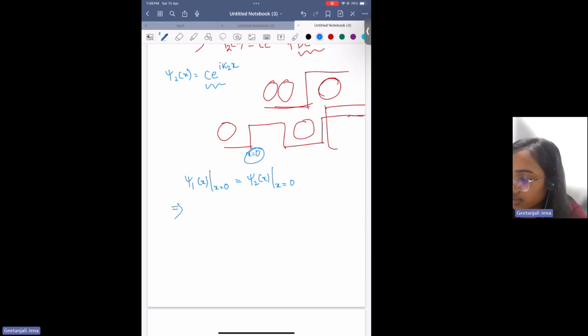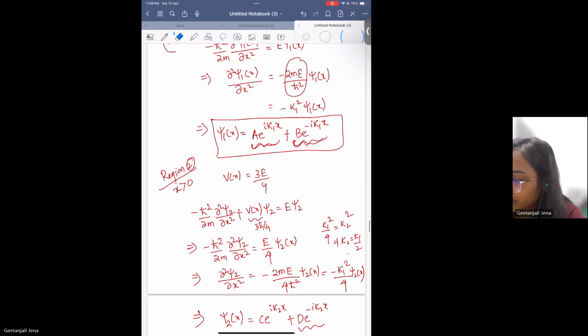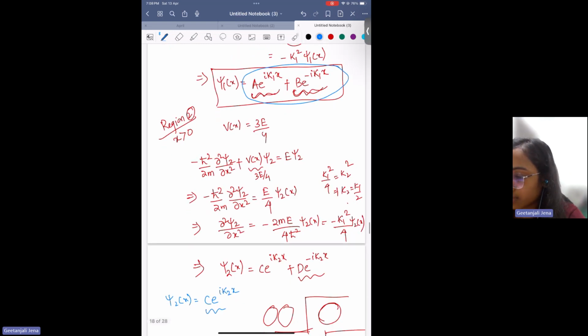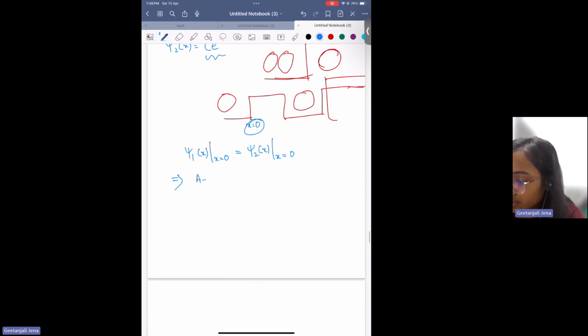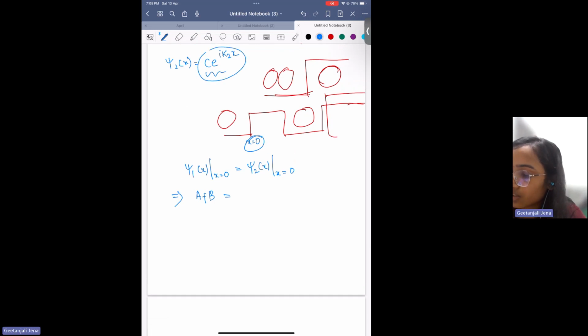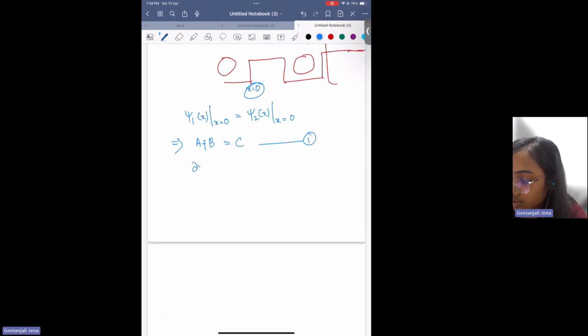Psi 1 of x is A e to the power i k1 x plus B e to the power minus i k1 x. If you put 0 here, you will get A plus B. And psi 2 is C e to the power i k2 x, so it becomes C. So A plus B equals C. Now the first order derivative will also be continuous at x equal to 0.